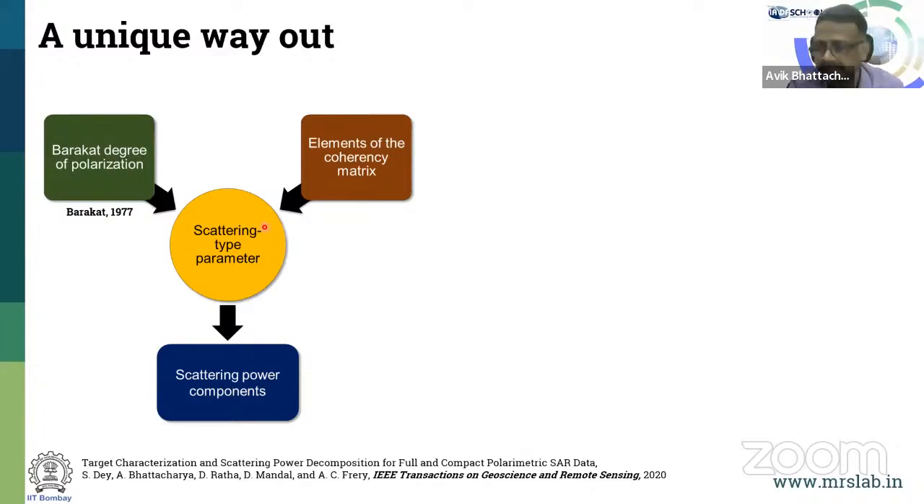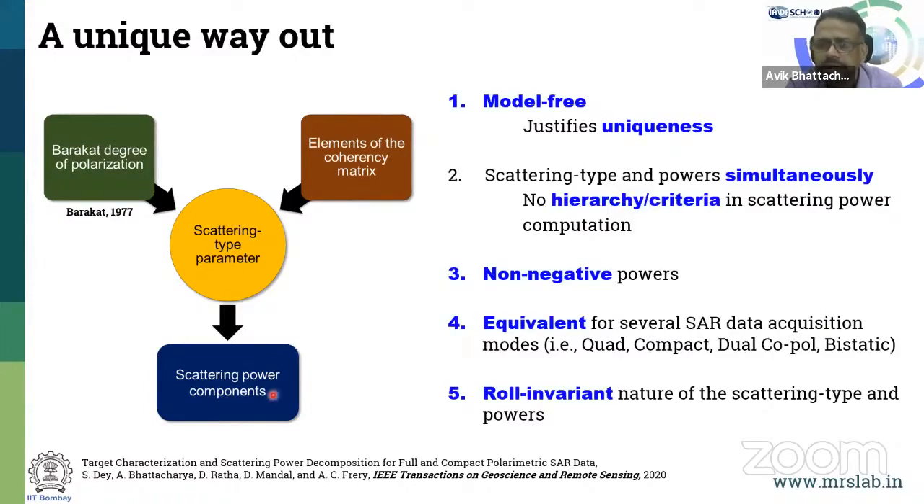Similar, of course, not the same. Then utilize them and directly find the scattering powers. You don't have to go anywhere else. Why is it so important? It is important because it is model free. It justifies uniqueness. It is unique because if you change the model in a model-based decomposition, you lose the uniqueness. Scattering type allows power simultaneously.